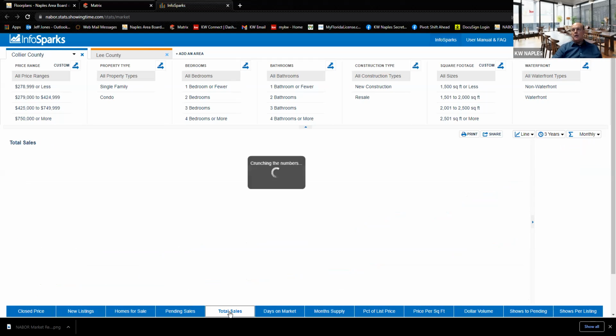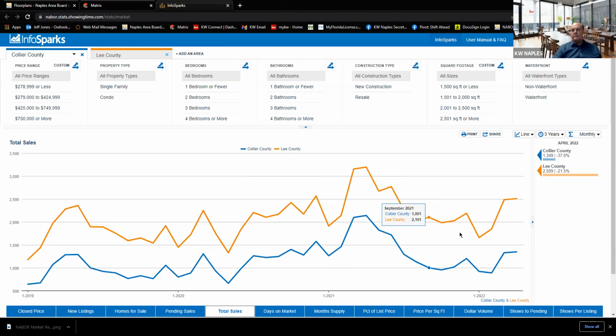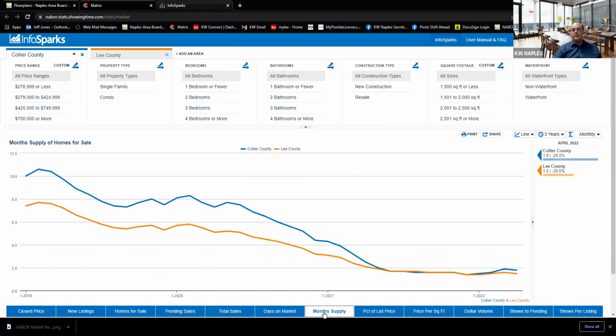So if we look at total sales, you can see we have a lot less total sales than we had last year. Climbing back up a little, but still, from April of last year, look at the total number of sales going down. Why? Because we had no inventory. There you go. That's the month's supply of homes. In April of 2021, we were at 2.5. And then we went down to 0.6, 0.7 and went back up.